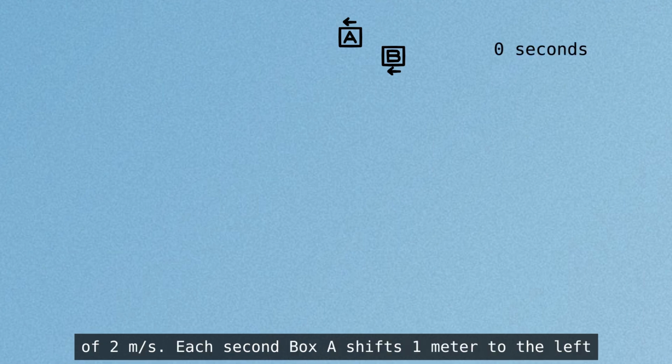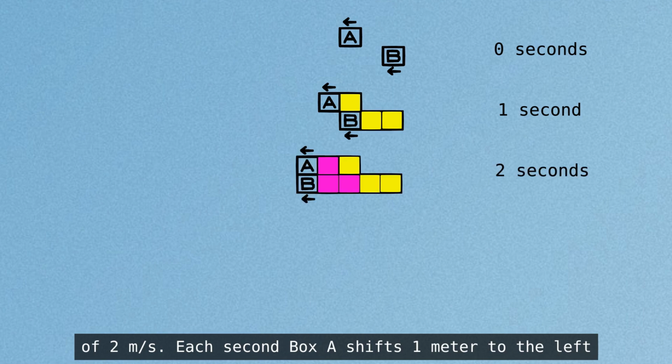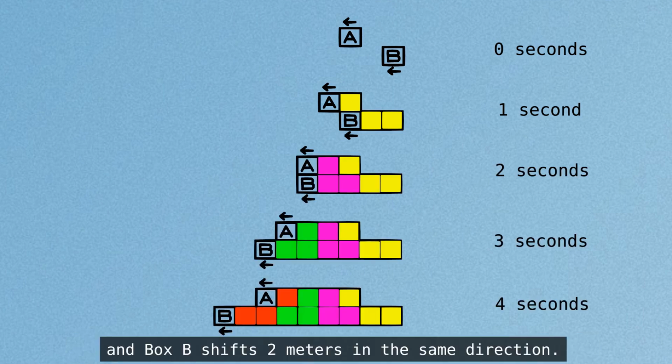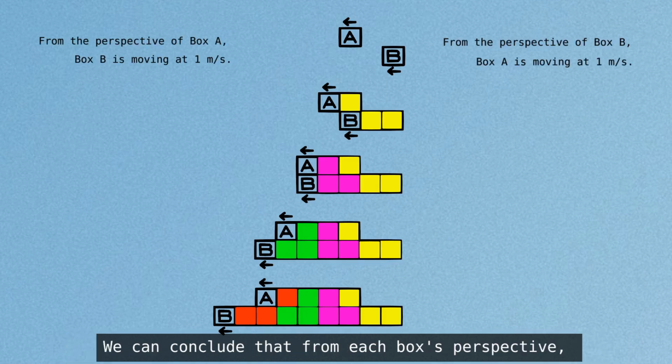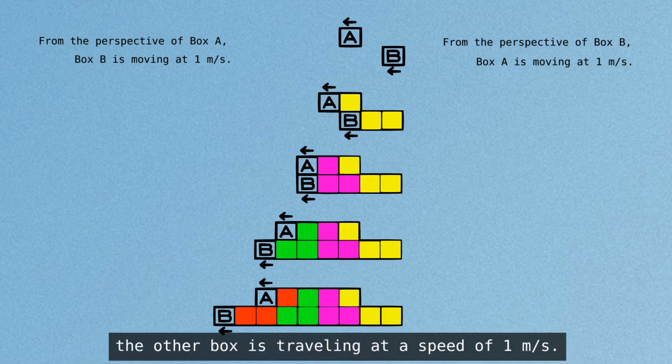Each second, box A shifts 1 meter to the left and box B shifts 2 meters in the same direction. The difference between the speeds of the boxes is 1 meter per second. We can conclude that from each box's perspective, the other box is traveling at a speed of 1 meter per second.